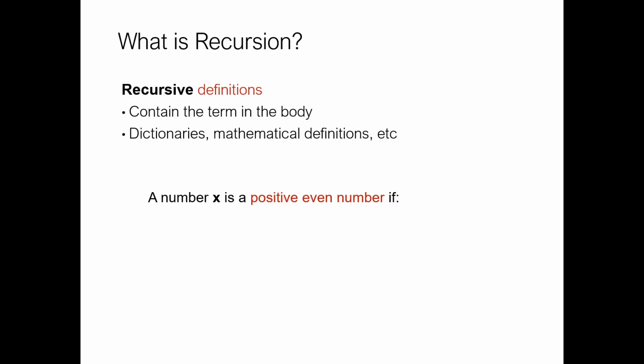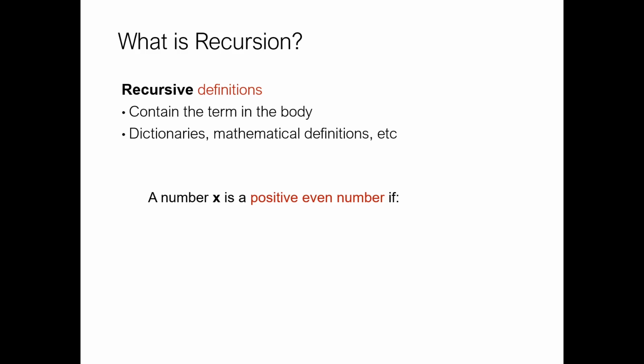Okay, we just had several examples of recursive definitions: hill, mountain, Hofstadter's law. These are definitions that contain the term in the body of the definition, even if it's circular. We're also going to find that recursion is very commonly found in dictionaries and mathematical definitions. So as an example here, let's take a look at the definition of a positive even number.